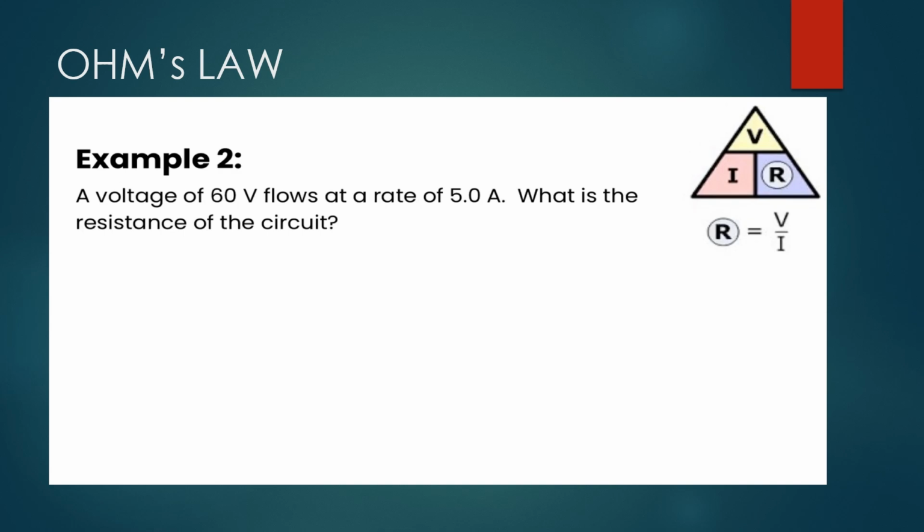Looking at a second example, we have a voltage of 60 volts flowing at a rate of 5.0 amps. What is the resistance of the circuit? Let's start out again. We know what voltage is, that's 60 volts. We know what our current I is, which is 5.0 amps, and we're trying to solve for R. So we do need to rearrange our V equals I times R. If we divide both sides by I, then R is going to be equal to V divided by I.